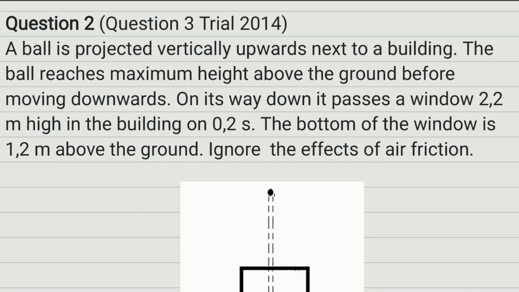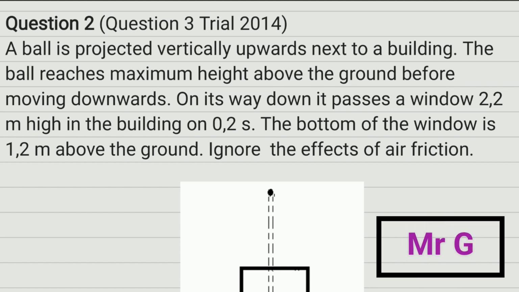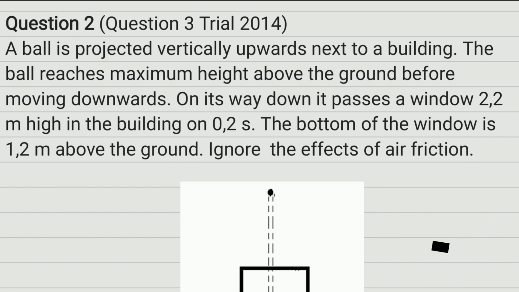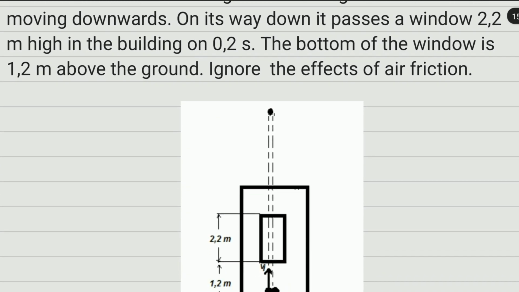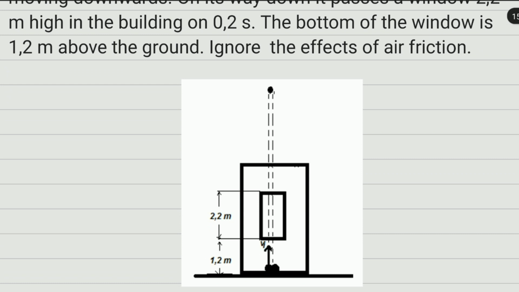Now we are ready to do the second question. This question 2 was a question in the trial examination from 2014. Say a ball is projected vertically upward next to a building. The ball reaches a maximum height above the ground before moving downward. On its way down, it passes a window 2.2 meters high in the building in 0.2 seconds. Note, the length of the window is 2.2 meters. And the time it takes is 0.2 seconds.